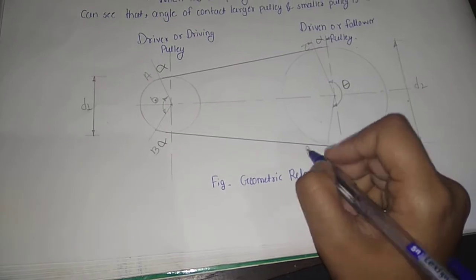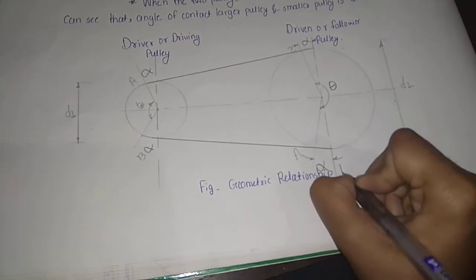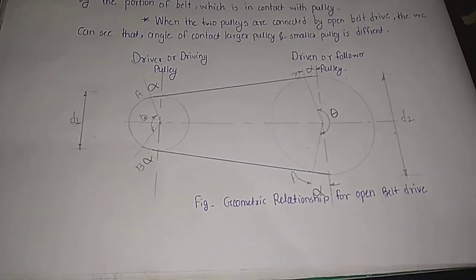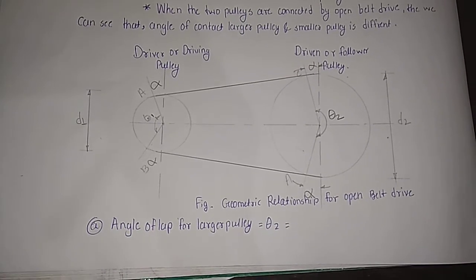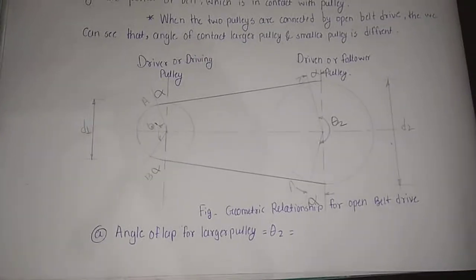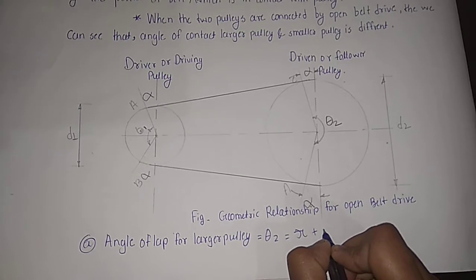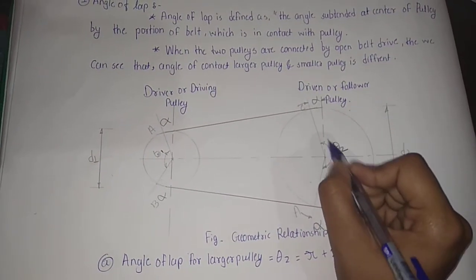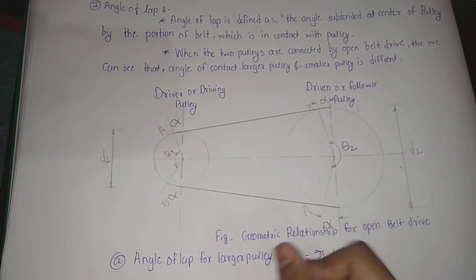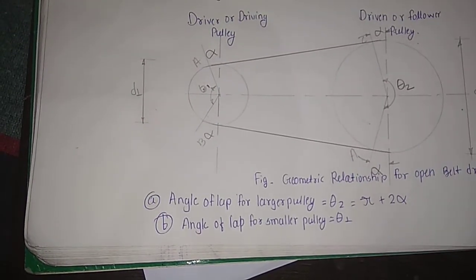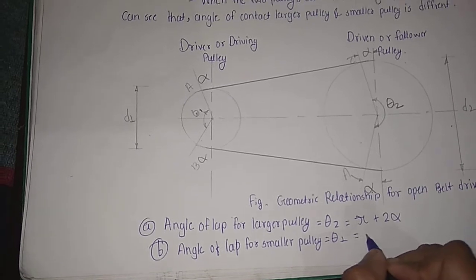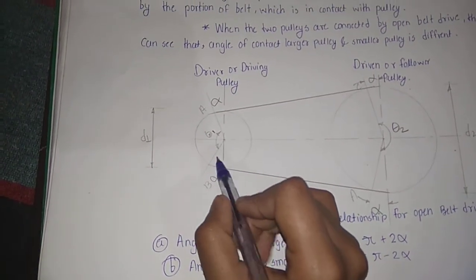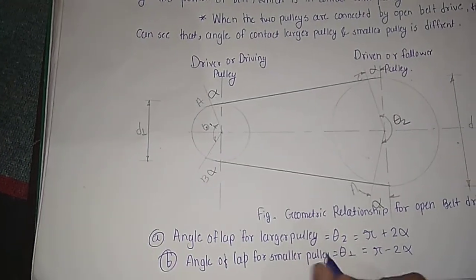Geometric relationship for open belt drive. If you are interested in finding theta 2, then you add pi plus 2 alpha, and you get theta 2. Here pi means 180 degrees, half of the circle. Similarly, the angle of lap for the smaller pulley, theta 1, is equal to pi minus 2 alpha. If you want to find theta 1, you subtract 2 alpha from pi, and you get the angle of lap for the smaller pulley.